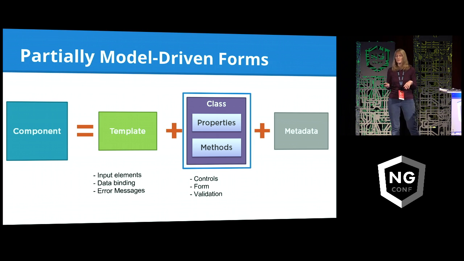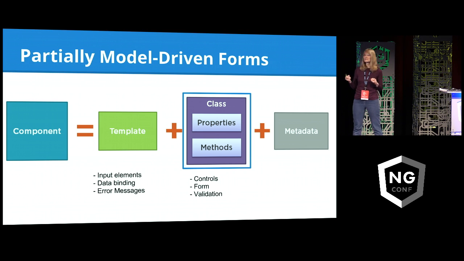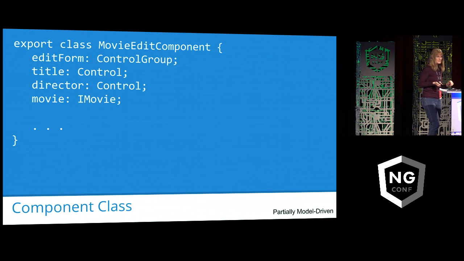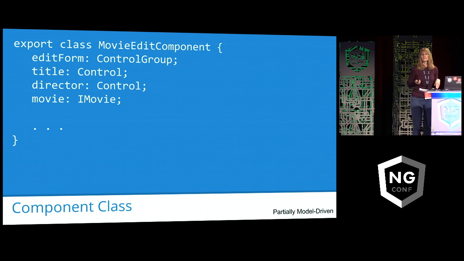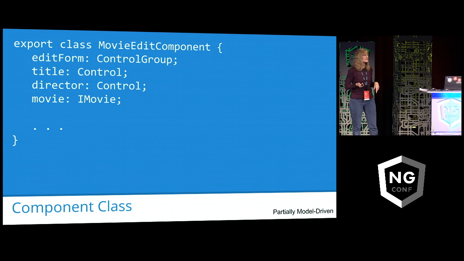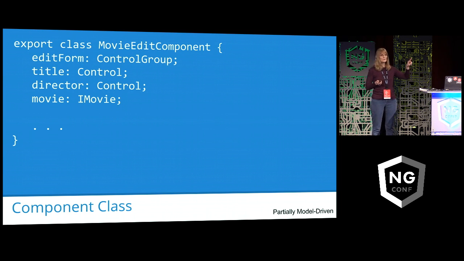But what we're going to move over to the class is we're going to define our controls, we're going to define our form, and we're going to define the validation in the class. So let's look at that class first. So in addition to having a property for the movie here, we're going to add a property for our form and for every control. So it would fit on the slide, I'm only doing 2 out of the set of controls, but you can imagine that there would be more here.